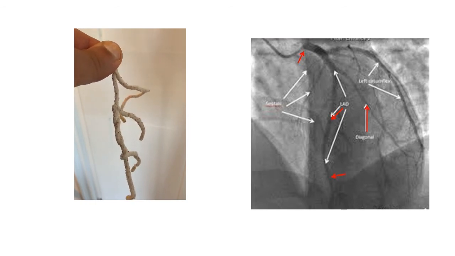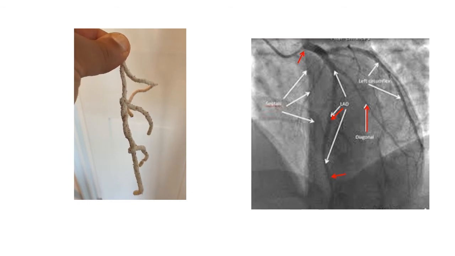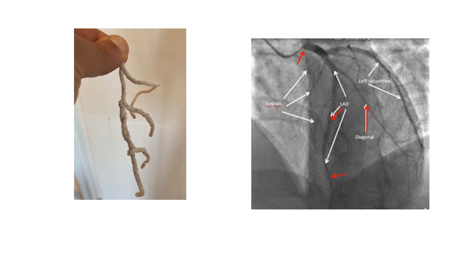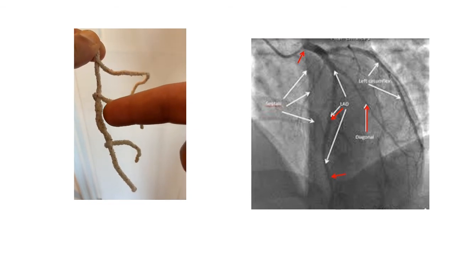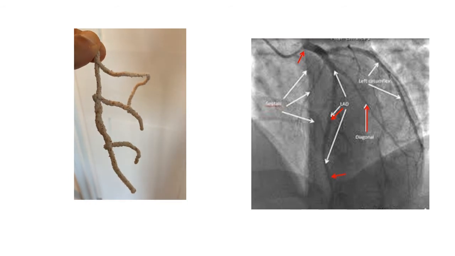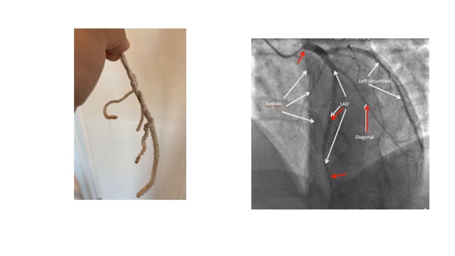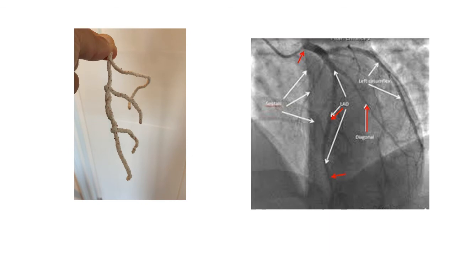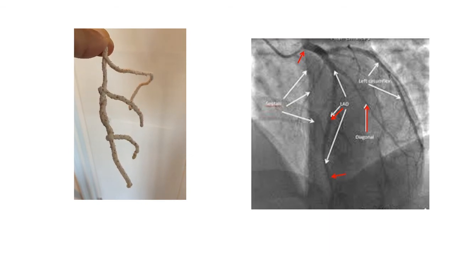But to be able to see the diagonal LAD bifurcations better, it is actually better to add LAO to this view, LAO cranial, which is like that. And you can now see how much better the diagonal LAD bifurcations are. So straight cranial, RAO cranial, but if you come LAO cranial, wonderful views of the diagonal LAD bifurcations.